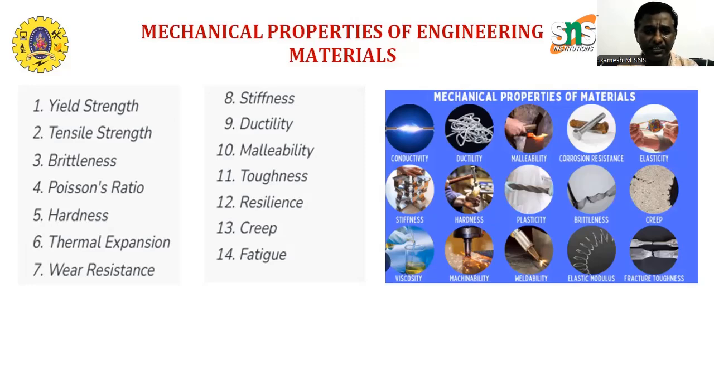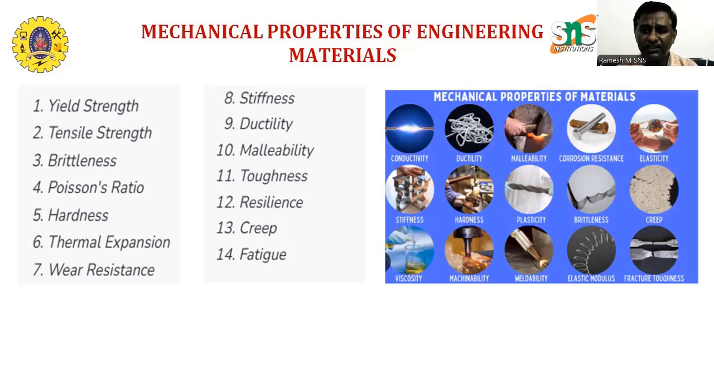Next property is fatigue. Fatigue is the weakening of a material caused by repeated loading and unloading cycles. Even when the stress is below the material's ultimate strength, this is critical in components like aircraft wings, automobile axles, and bridges. Fatigue failure is sudden and without much warning.